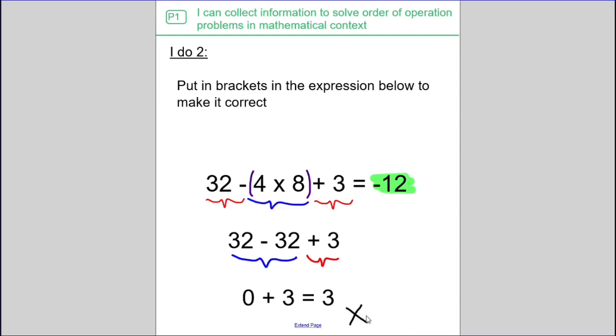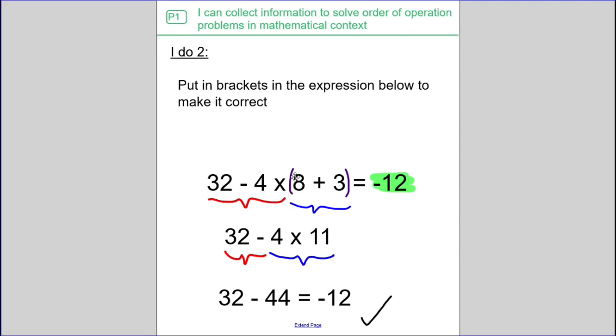Let's try finally putting the brackets where it says 8 plus 3. We know that this is the solution. However, we're going to double check. 8 add 3 gives us 11. Bring the rest of it down. 4 times 11 is 44. Bring the rest of it down. And if we subtract the 2, we do get negative 12. So this is exactly where the placement of the brackets will be.